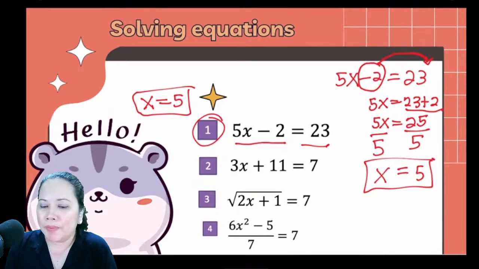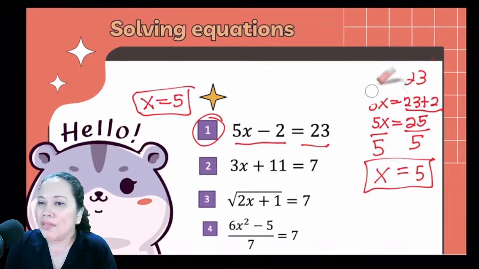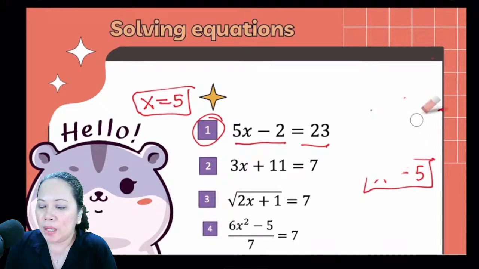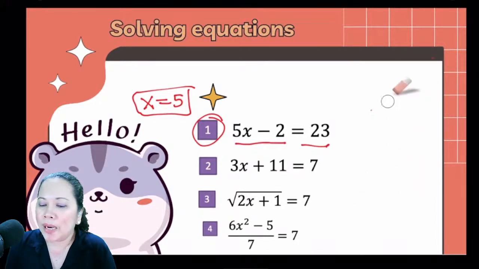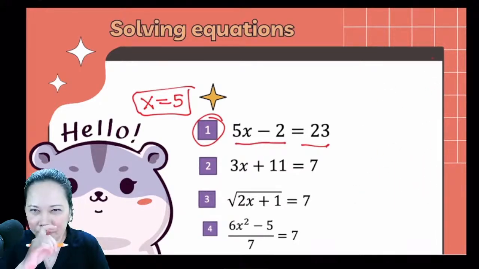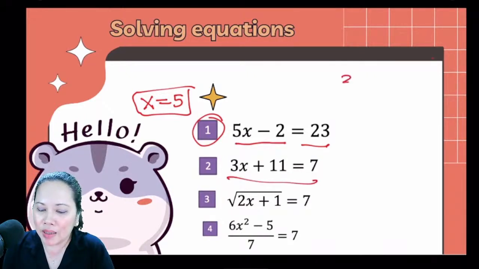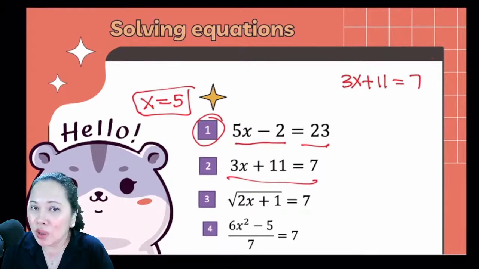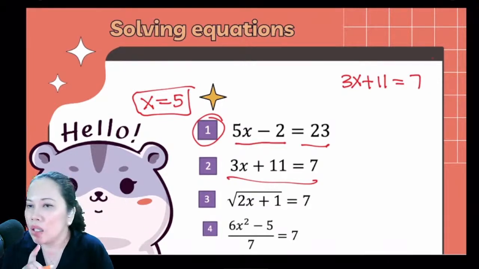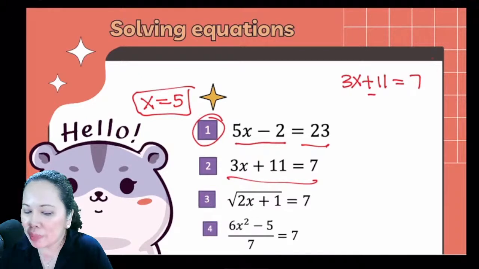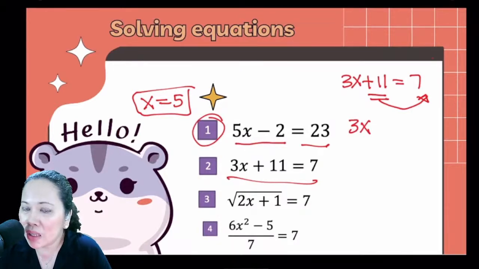All right. Okay. Let's have another example so that you would be able to follow as well. Practice. So you have 3x plus 11 equals 7. So the first step that you have to do is transfer plus 11 to the other side. Since it's positive, when you transfer it to the other side, it becomes negative. So 3x equals 7 minus 11.